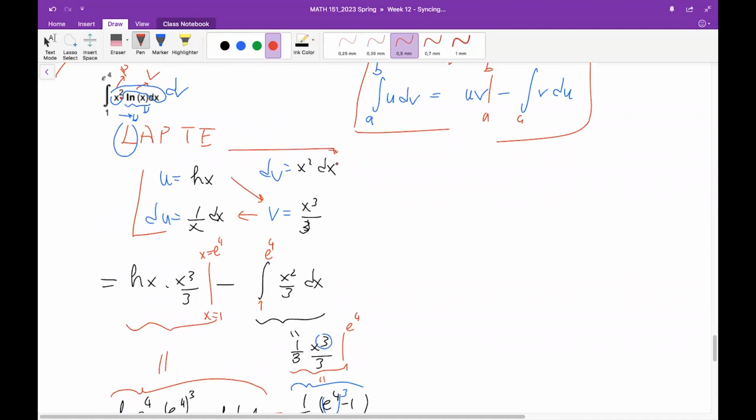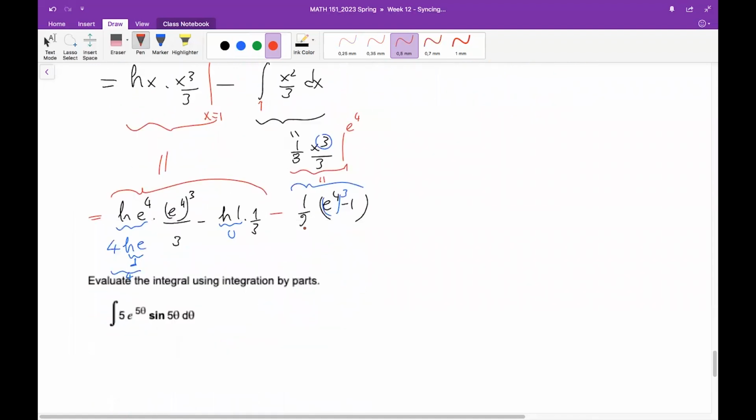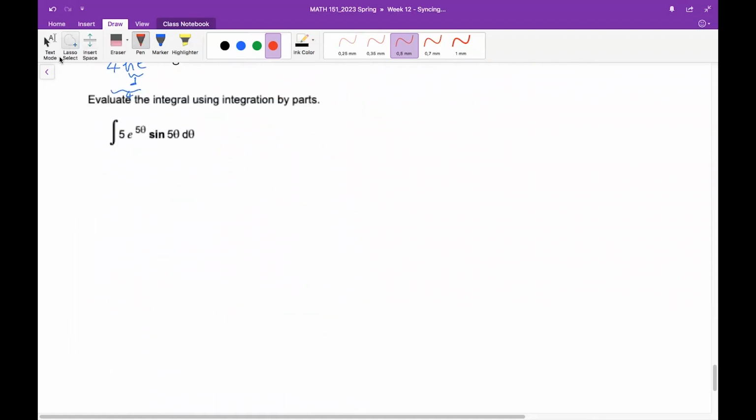Here is the diagram. Okay, if no questions, I want to move on with the next example.